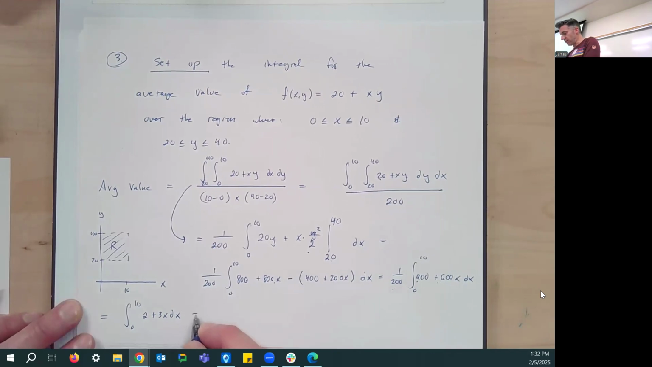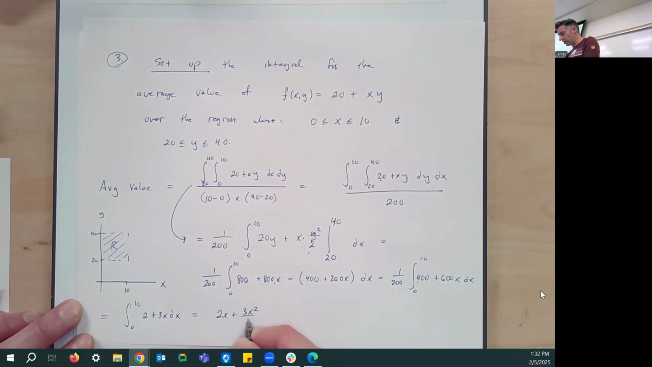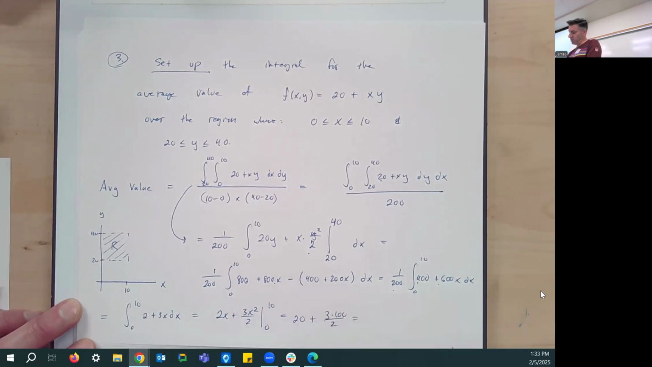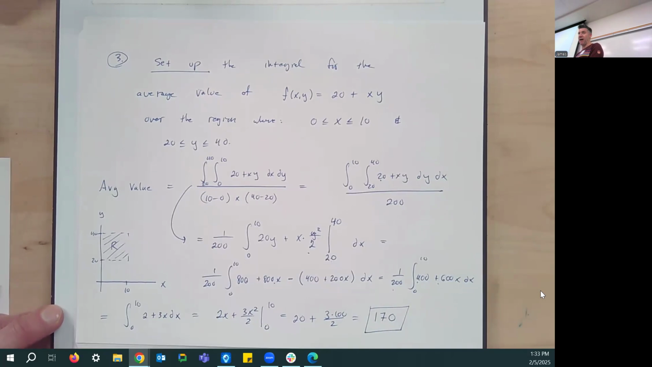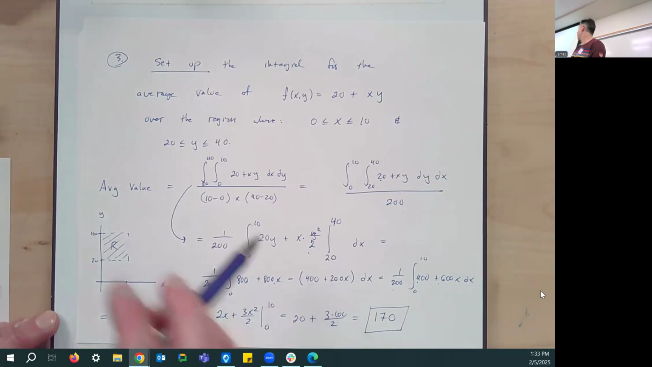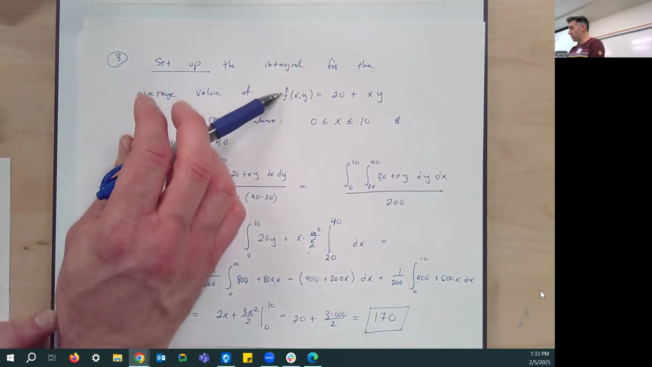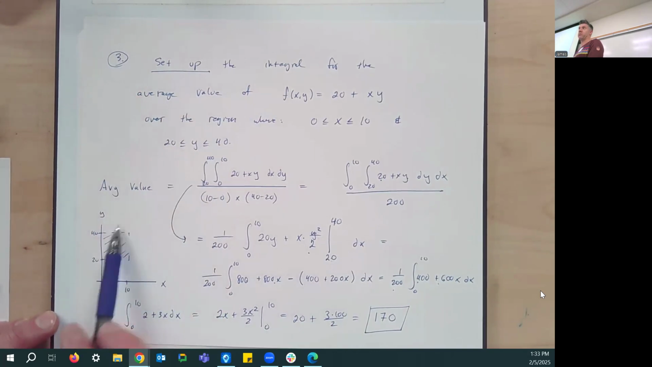So then we're going to integrate. We're going to get 2x plus 3x squared over 2 from 0 to 10. That's going to be 2 times 10 plus 3 times 100 over 2, which ends up being 20 plus 150, so 170. And that is the average value of this function over this region.